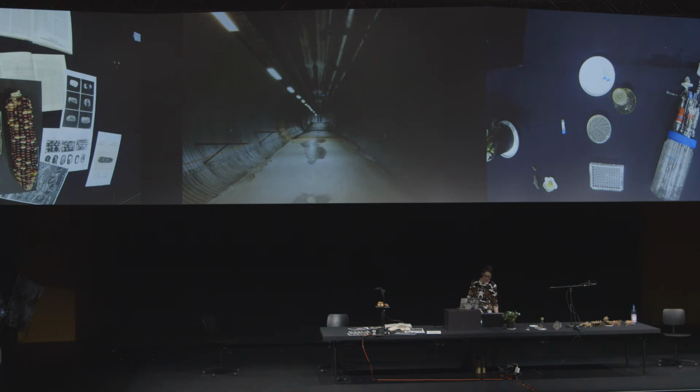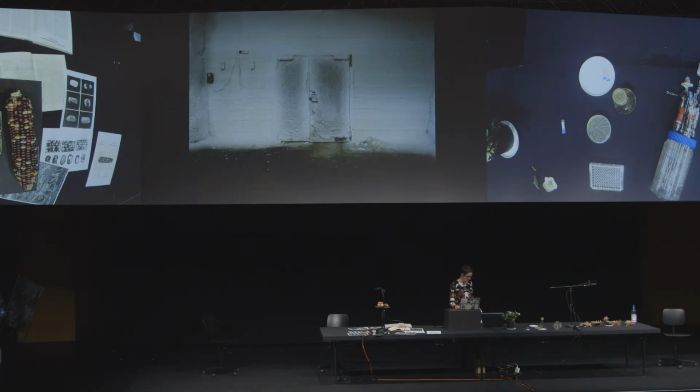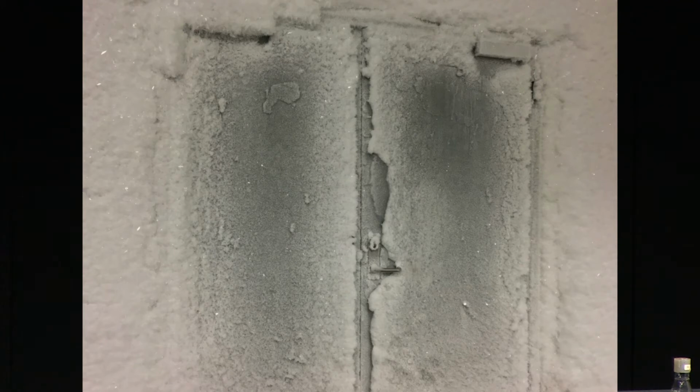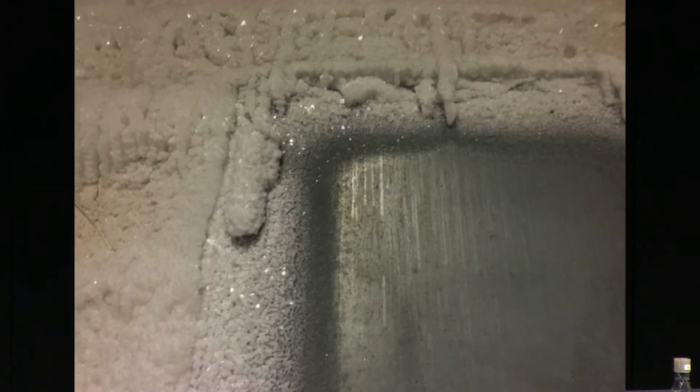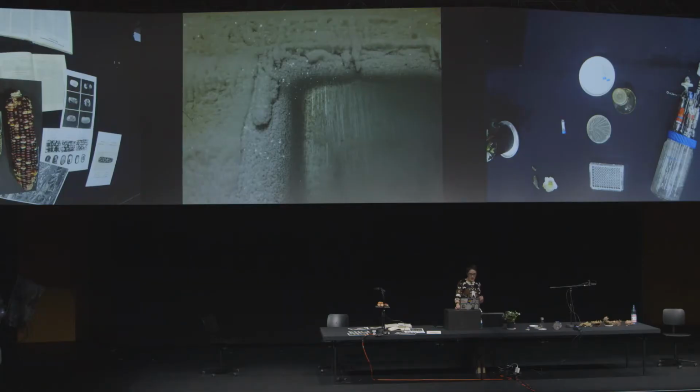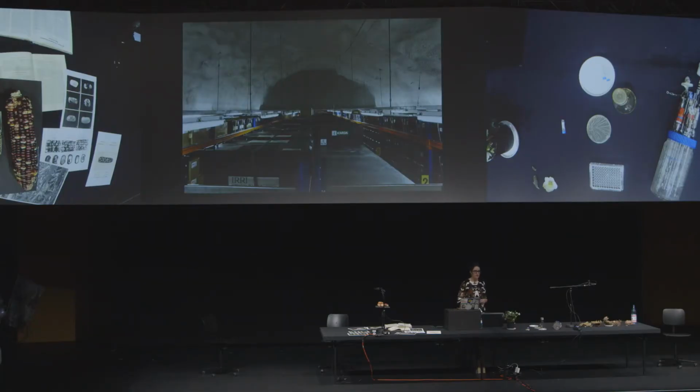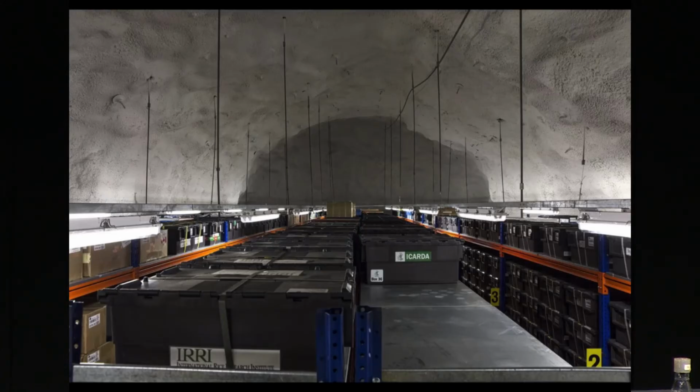So allow me to escort you deeper into the vault. The door to vault number 2 is overgrown with frost, which has crystallized around the door frame and bloomed across the door handle. My guide opens the door, and minus 18 degrees Celsius is a sucker punch. Yet here is abundant life, 860,000 different varieties of crops, and 120,000 different strains of rice alone.